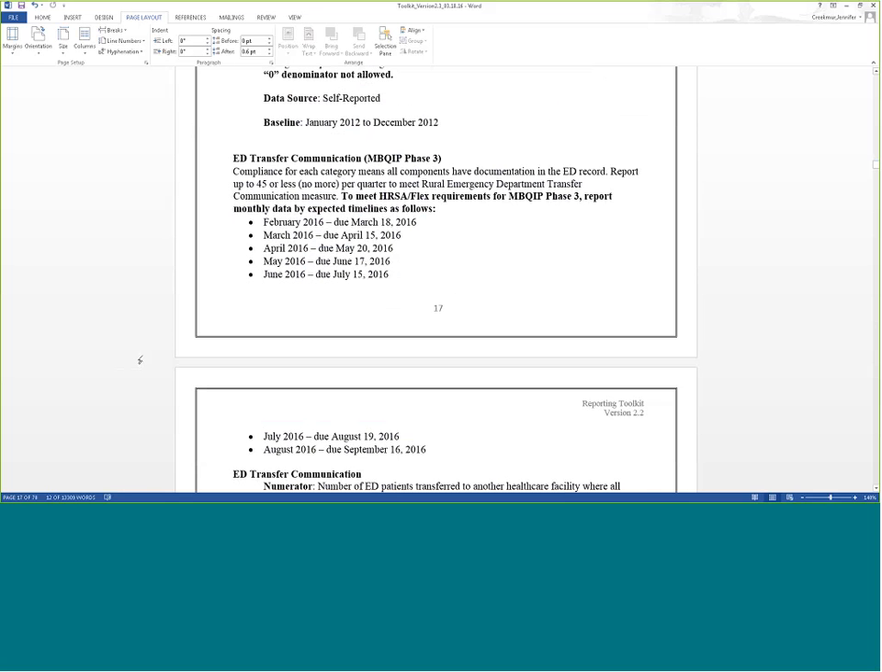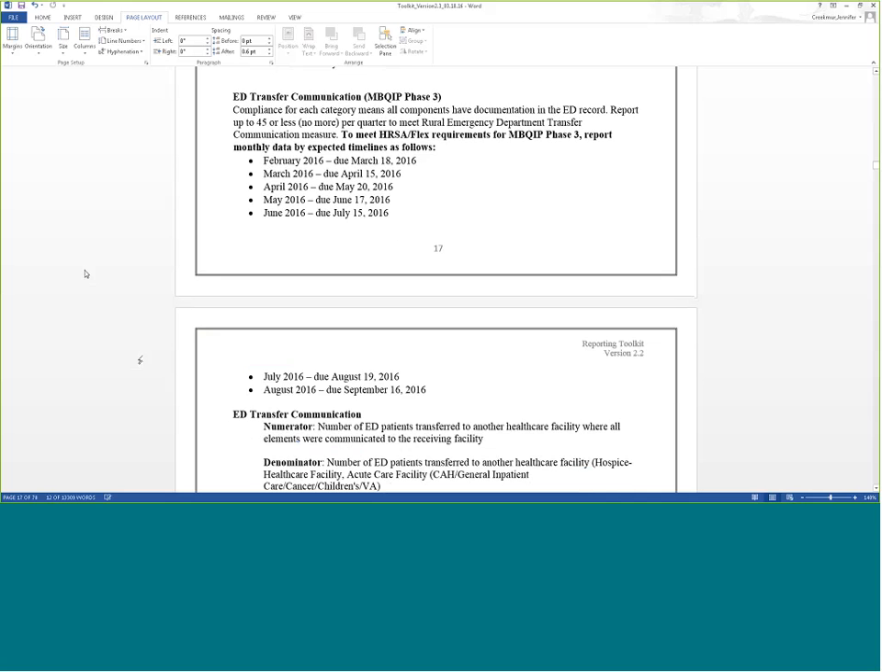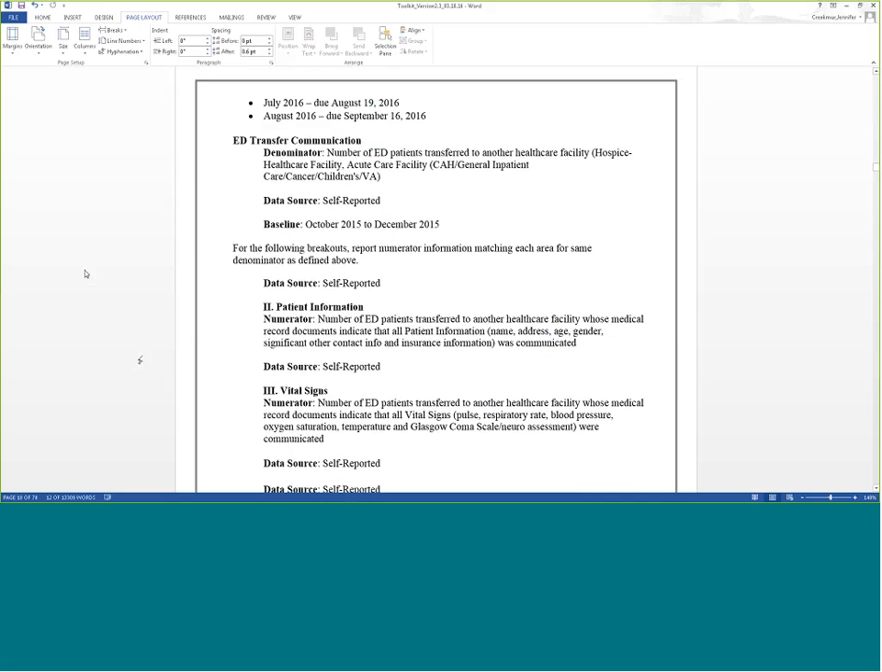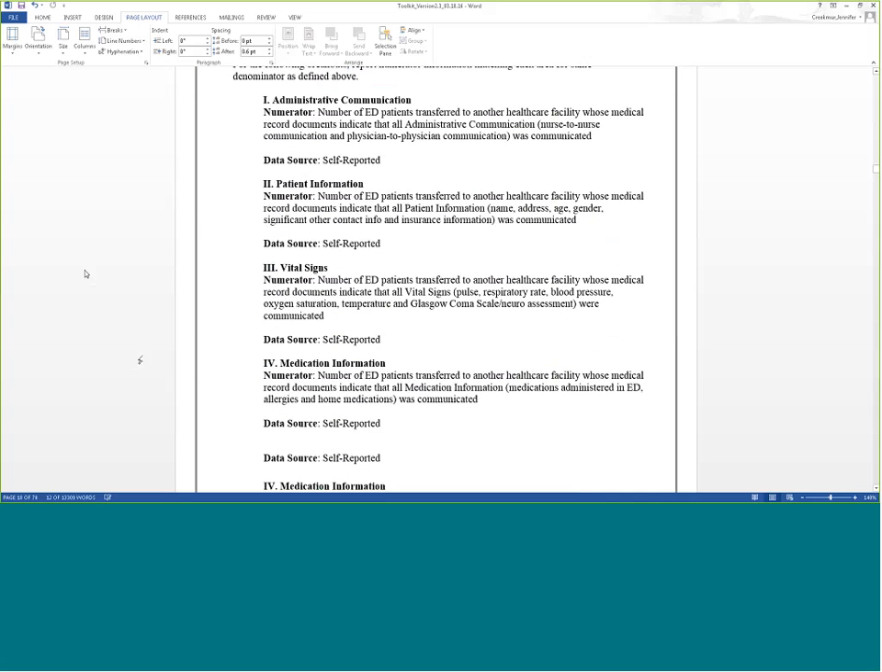When we look at the ED transfer communication measures, we are basically being a repository for Telegen. So you can put your information in here, and then we get it to Mary Beth Sorensen. If you have questions on these measures, please contact Mary Beth Sorensen.